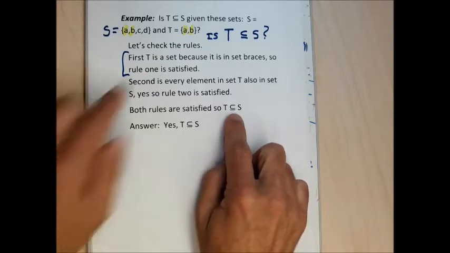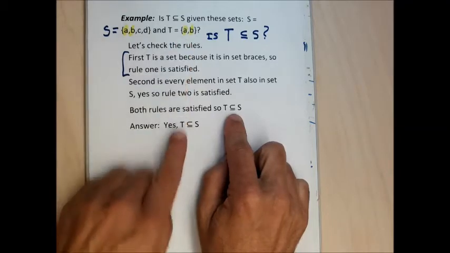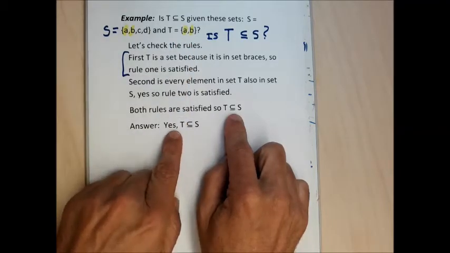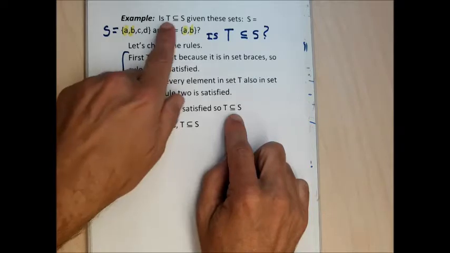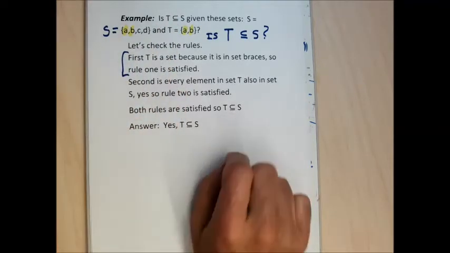So the answer to "is T a subset of S," given S is that set and T is that set, is yes. This is just a yes-no question. Either yes, T is a subset of S, or no, T isn't a subset of S.